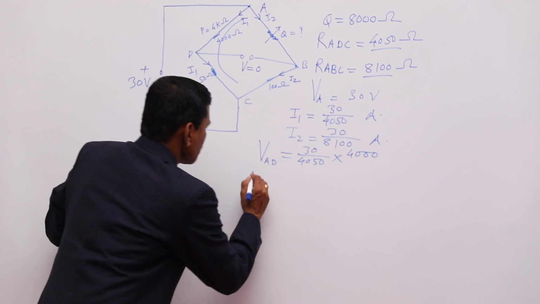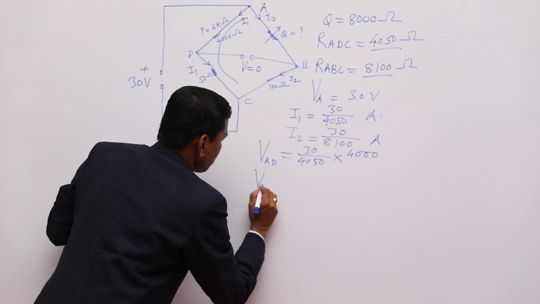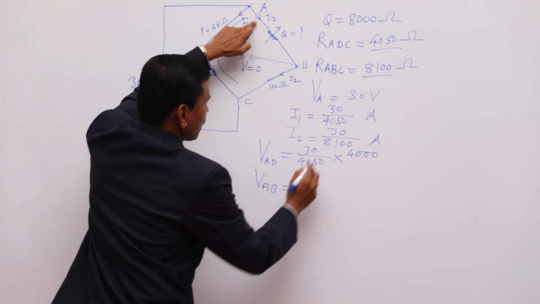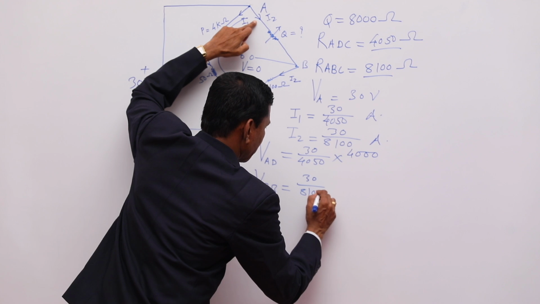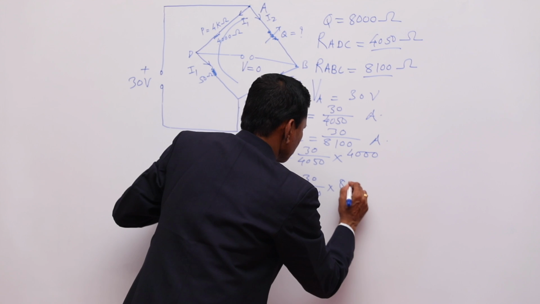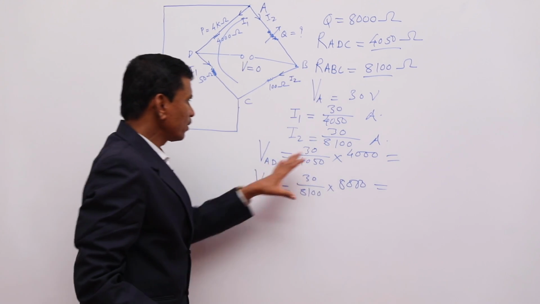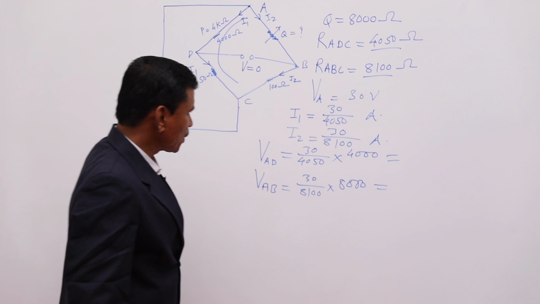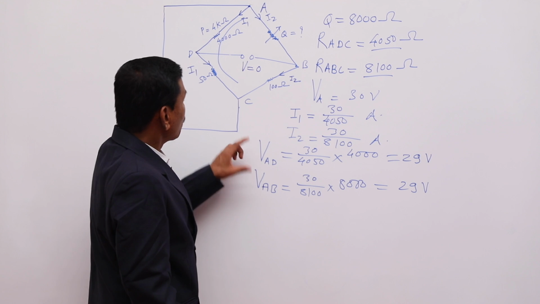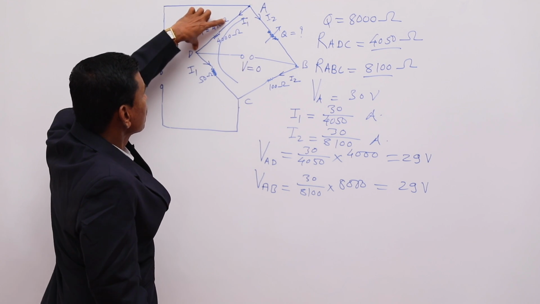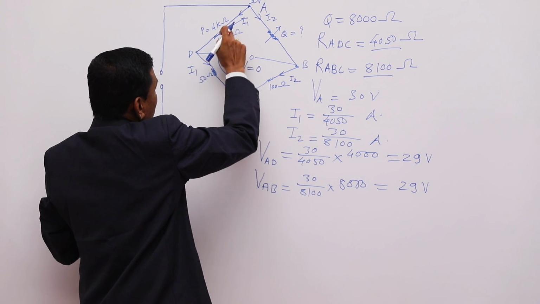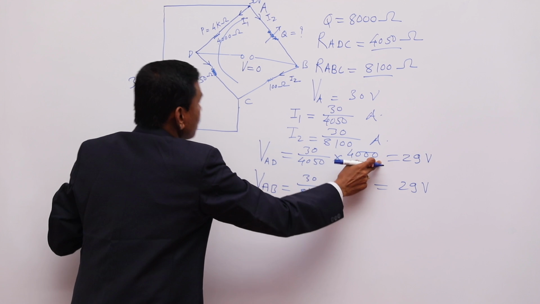Okay, and what is the potential difference between point A and B? That is current into resistance. Current I2 is 30 upon 8100 into resistance Q. Q resistance is 8000. If we find these values by calculation, it will be around 29 volt. So both PDs are 29 volt. This potential is 30 volt, and the potential difference across this is 29 volt.